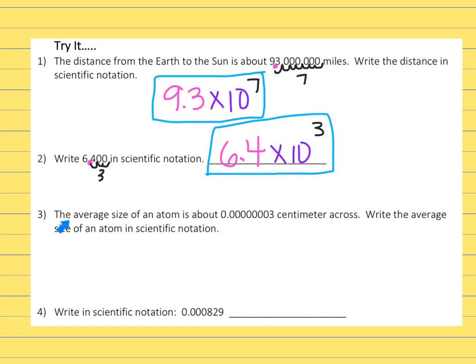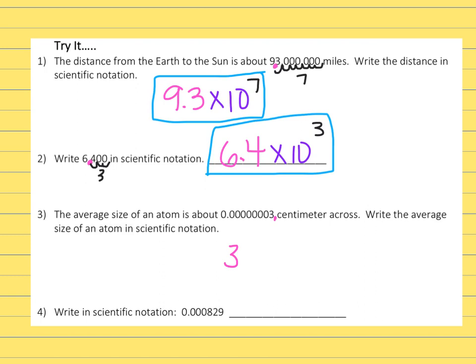Okay, number 3, another real life situation. It says the average size of an atom is about 0.000000003 centimeters across. I have no idea how many place value positions that is, so I'm not even going to try. Write the average size of an atom in scientific notation. Okay, so again, step 1, put the decimal point so that the number is less than 10 and greater than 1. That would be putting it all the way at the end so that I could get 3 as my number.